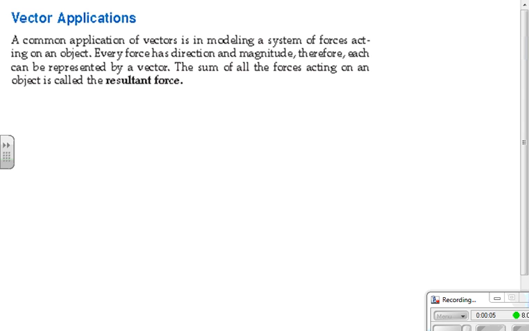Right, we're going to look at vector applications today. Vector applications deal with vectors, of course, but they're also going to deal with what's called the resultant force. If you can read, you can see that it says the sum of all the forces acting on an object is called a resultant force. By that it means that every object has vectors acting upon it from different directions. So we have to take all those vectors into account when we're looking at the way an object is going to move, which is going to end up in the resultant force or the resultant vector.